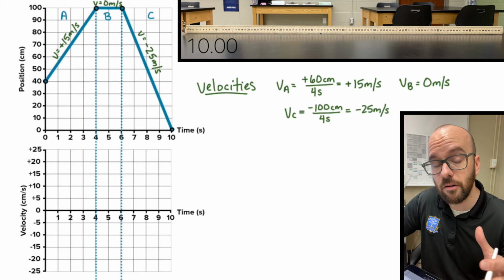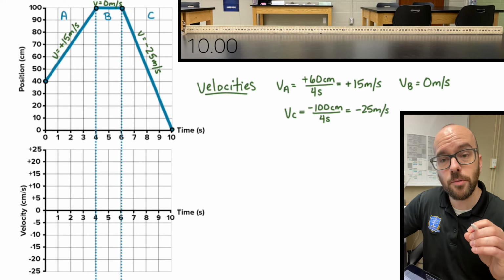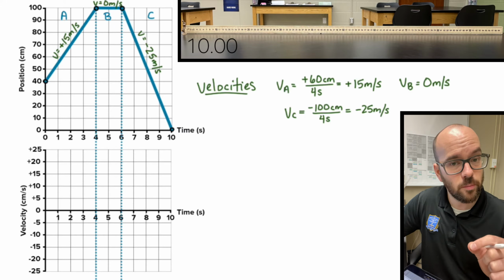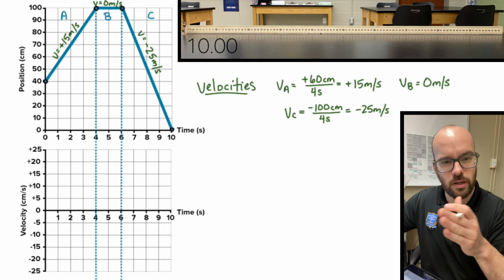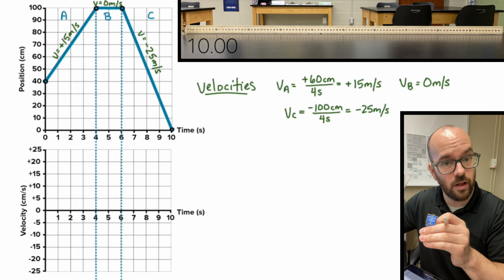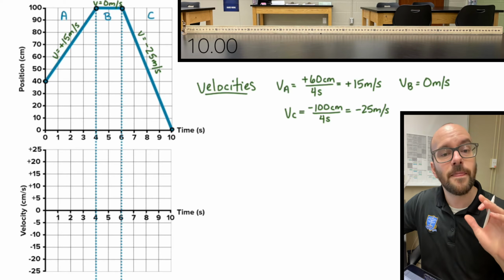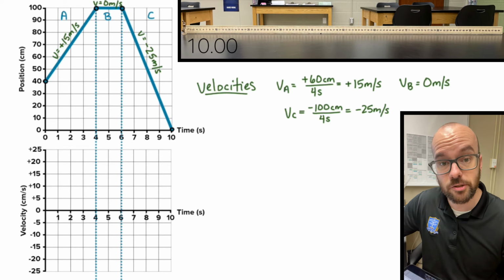Now from here, the velocity graph is actually pretty simple. Anytime you have an object that only moves at a constant velocity, and the velocity did change, I guess, between intervals, but during any interval, the velocity of the toy soldier was constant. That makes our velocity time graph pretty straightforward.